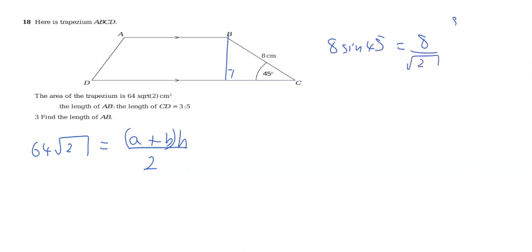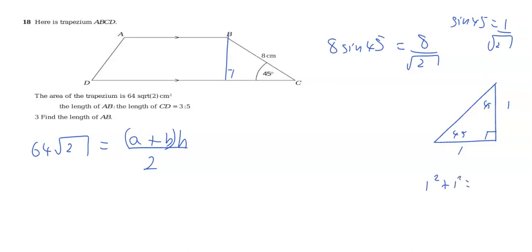that the sine of 45 is 1 over root 2, because that occurs in an isosceles right-angled triangle. So this triangle, 1 unit, 1 unit, 45 there, 45 there. By Pythagoras, 1 squared plus 1 squared is the hypotenuse squared. The hypotenuse squared is 2, so the square root of 2 is the hypotenuse. So there you are.